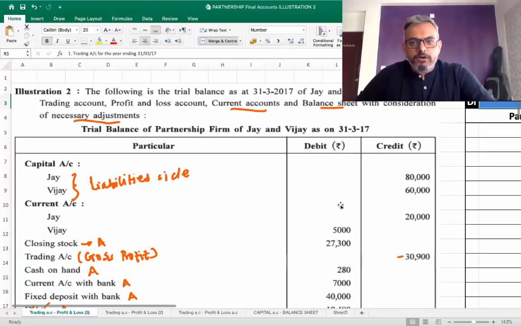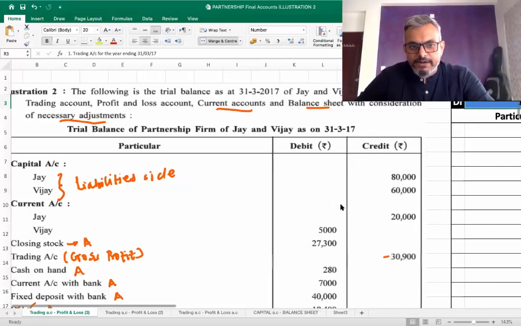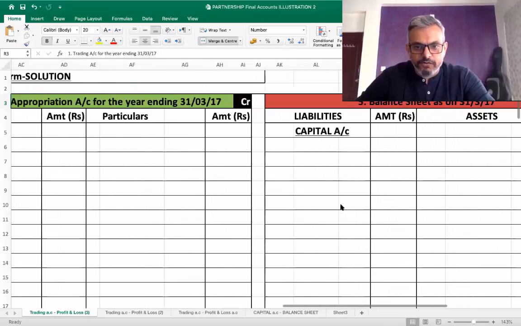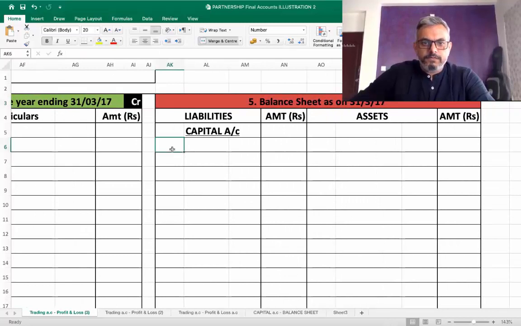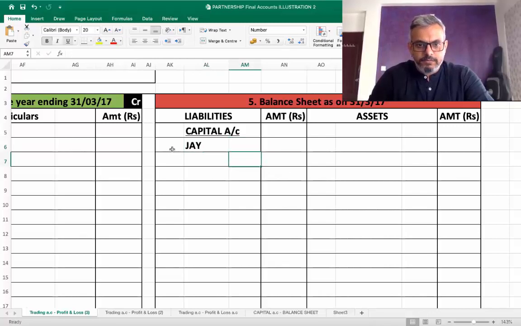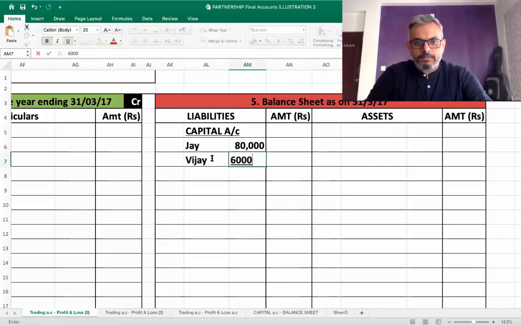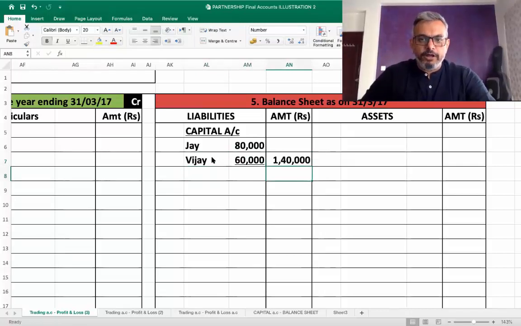Capital account, we have no adjustment, so directly it will go to the balance sheet, liability side, under the heading capital: 80,000 and 60,000. So we have Jai, and we have Vijay. Do the total, 1,40,000.